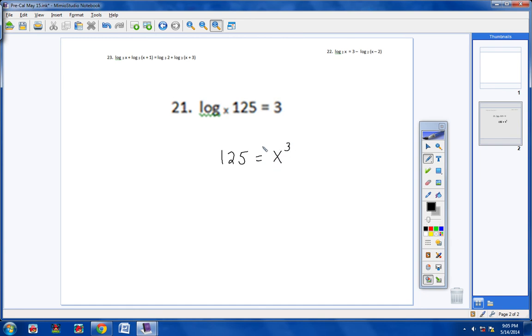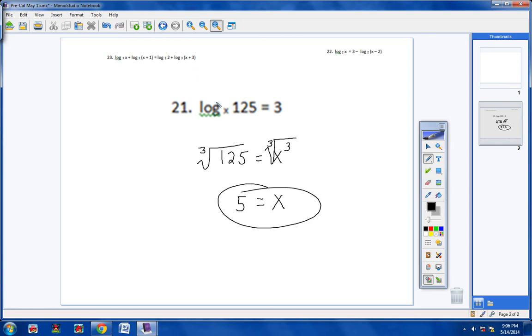If you have an x cubed, how do you make that become an x? You take the what root? Cubed root. But if you take the cubed root of one side, you must take the cubed root of the other side. Now the cubed root of x cubed is x, and the cubed root of 125 is 5. Students, you do not put plus minus when this number is an odd number, and it's an odd number. So you do not put plus minus. Your answer is 5.